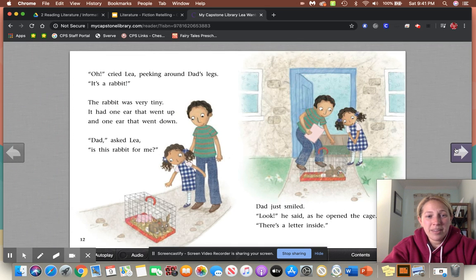Cried Leah, peeking around Dad's legs. It's a rabbit! The rabbit was very tiny. It had one ear that went up and one ear that went down. Dad, asked Leah, is this rabbit for me? Dad just smiled. Look, he said as he opened the cage. There's a letter inside.